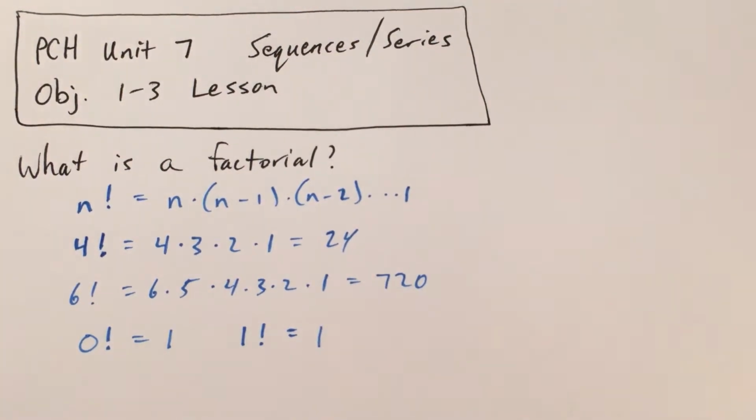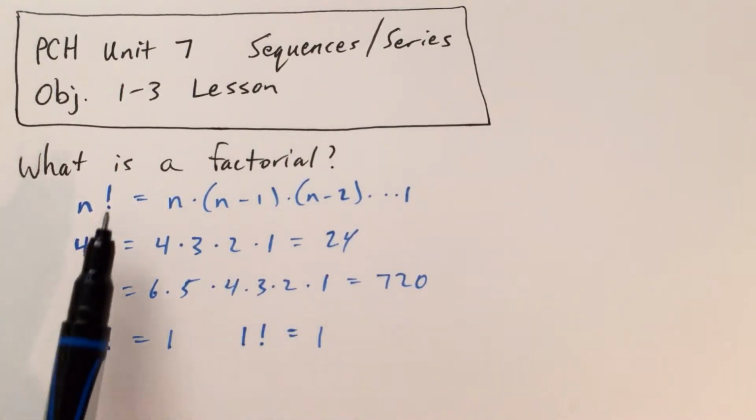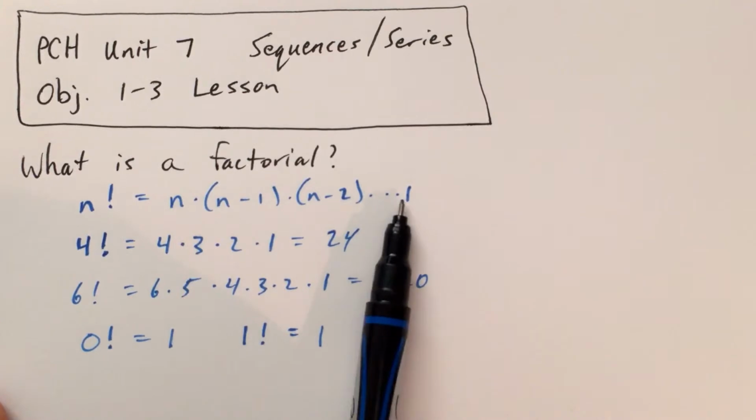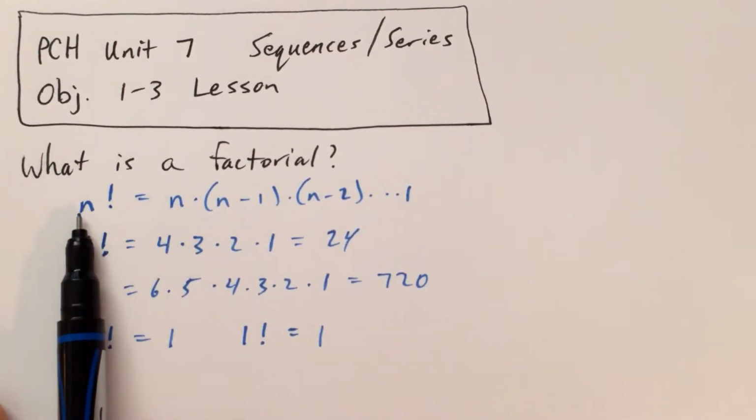In this video, I'll be covering objectives 1 through 3 from Pre-Calc Honors, Unit 7. What is a factorial? This is something that you'll see in this unit. It comes up when we're dealing with sequences and series. N factorial is defined to be whatever number that is.